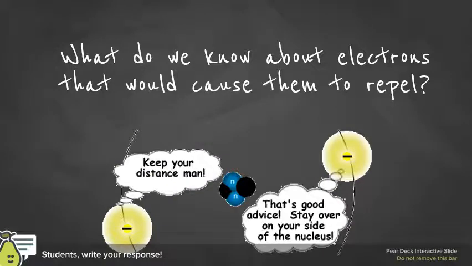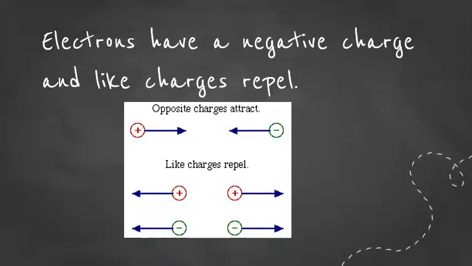I asked students to think about why this would happen. So what do we already know about electrons that would cause them to repel other electrons? Most students remembered that electrons do have a negative charge, and just like a magnet, like charges are going to repel. So opposite charges would attract, but like charges are going to repel. So electrons, because they have that negative charge, are going to push other electrons away.